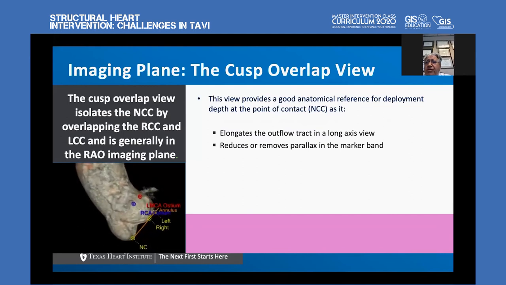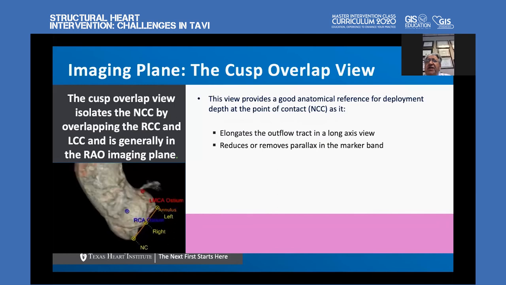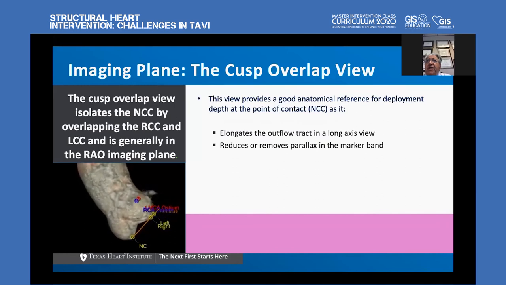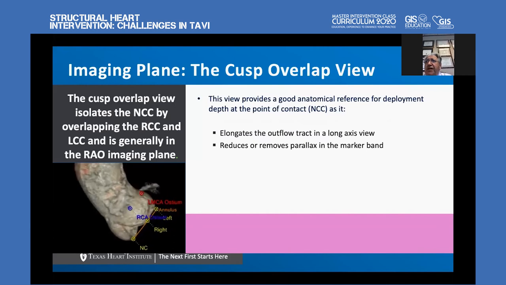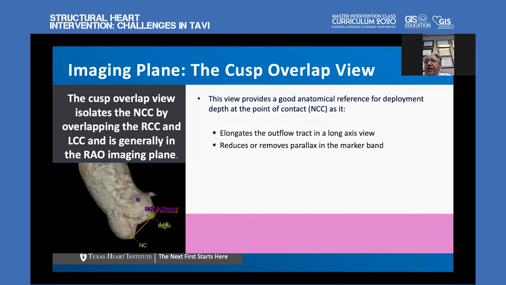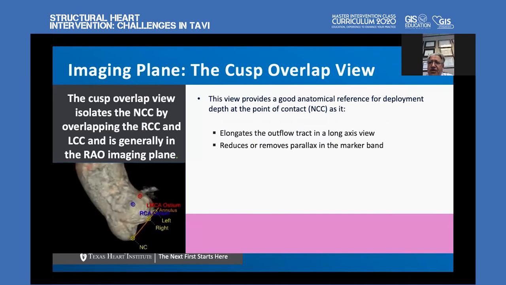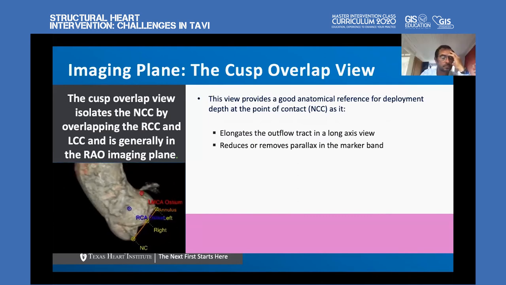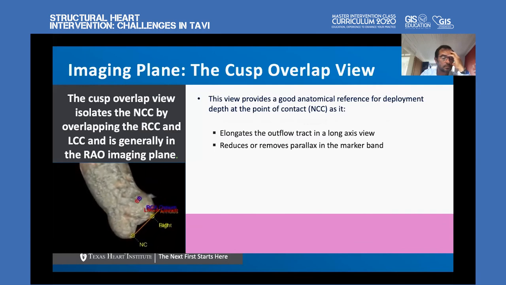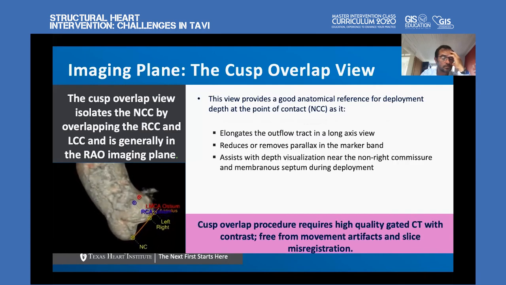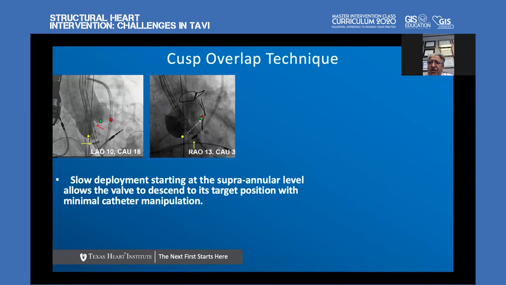But what is very important is that you will need a good quality CT obtained with contrast that is free from movement artifacts and slice misregistration. So, next one, please. Next one.